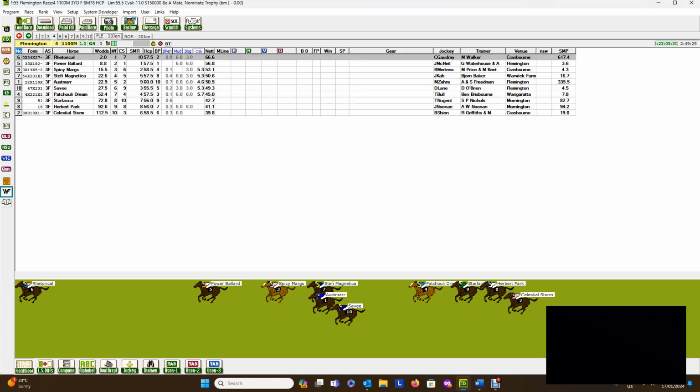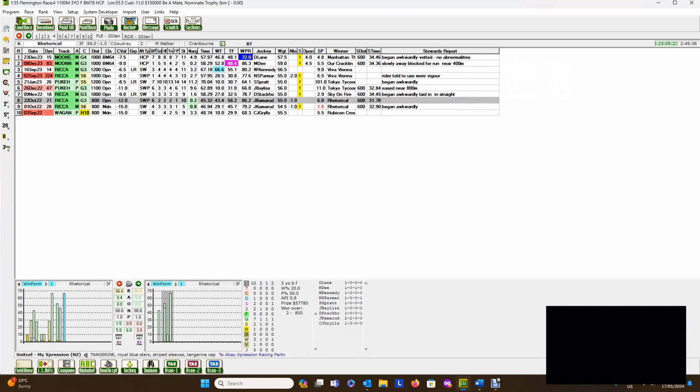Now, let's get back to business. And we're looking at this race. Let's go ahead and look at the form. So, looking at Rhetorical, we find last start here was at Moonee Valley, was beaten 5 lengths. The start before that, first up, was only beaten a neck.